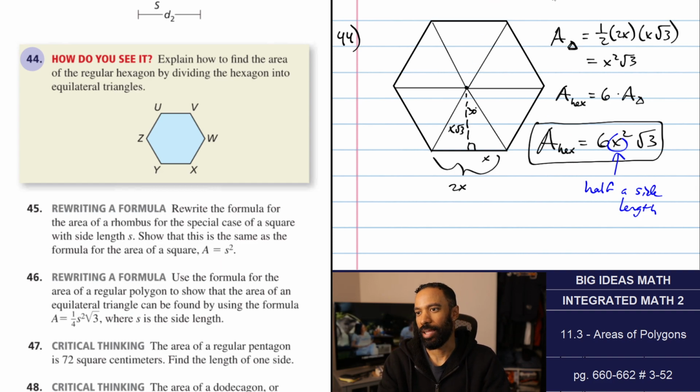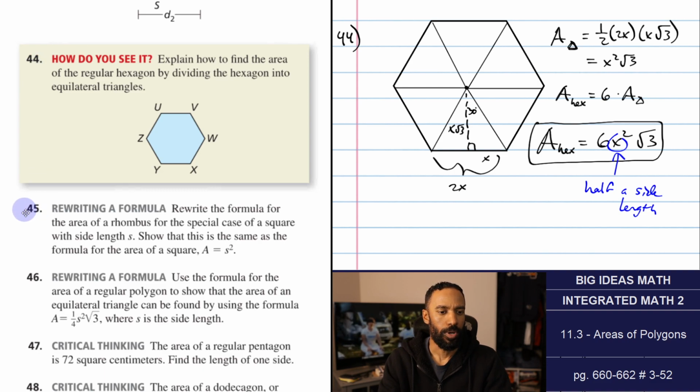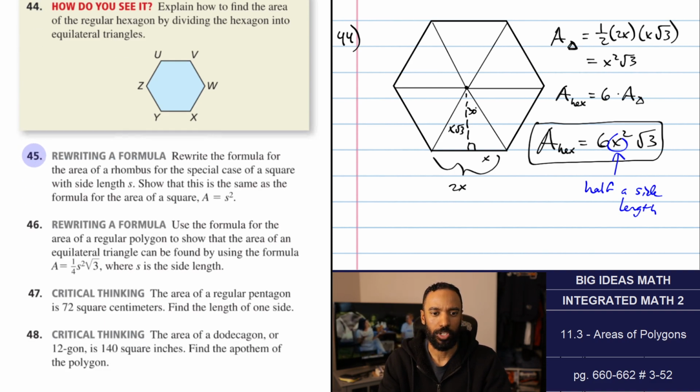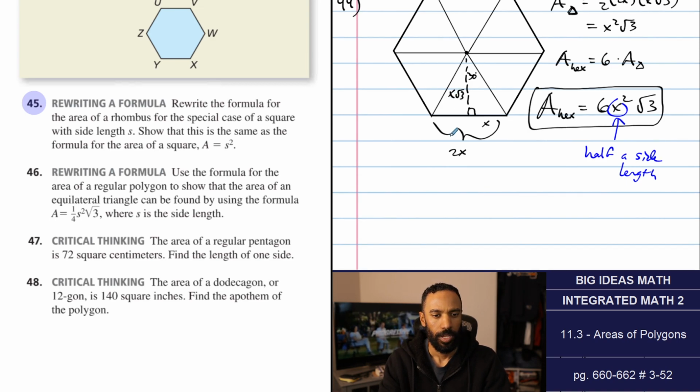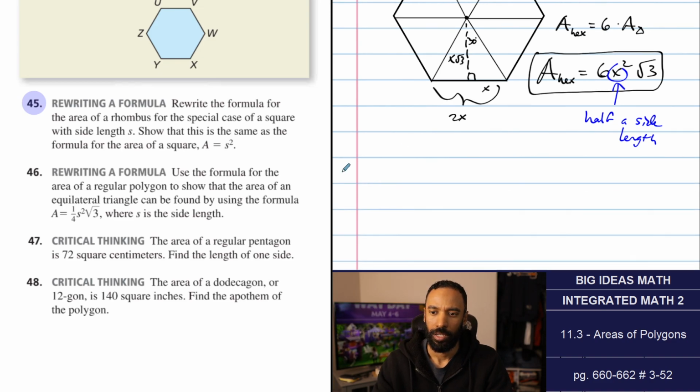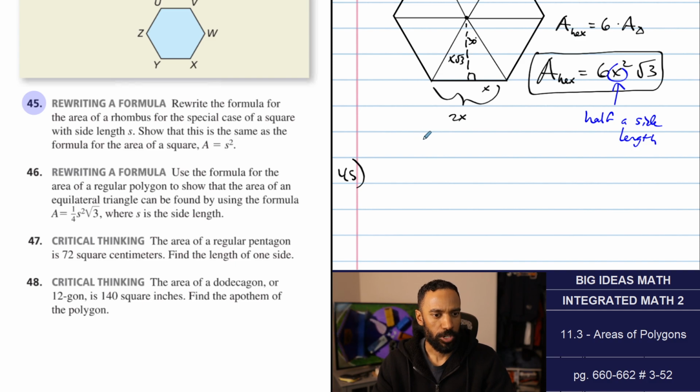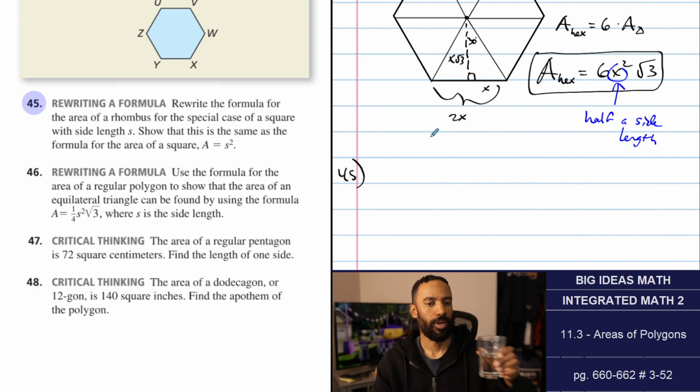Okay. All right, number 45, rewriting a formula. Rewrite the formula for the area of a rhombus for a special case of a square with side length s. Show that this is the same as the formula for the area of a square, A equals s squared. A rhombus for the special case. What? Write the formula.